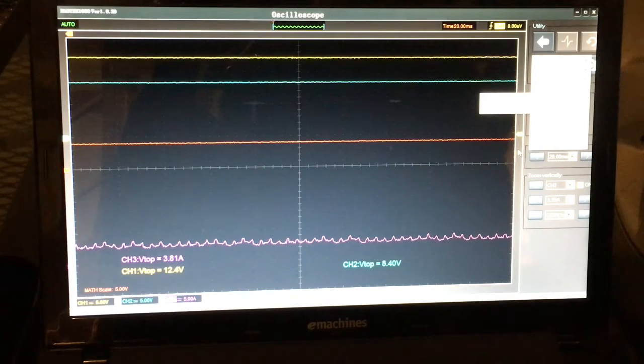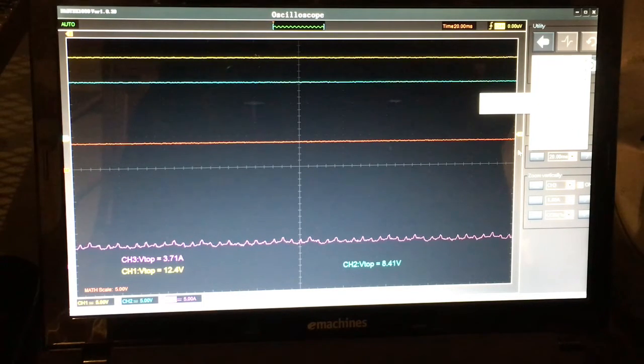So there's blower speed one. You can see the math channel has actually picked up the differential between the two channels. It's about 4 volts at the moment. So the differential is about 4 volts. 4 volts across the blower motor is gonna give us a current draw of about 3.7 amps. As you can see, the amps have actually stepped up as well.